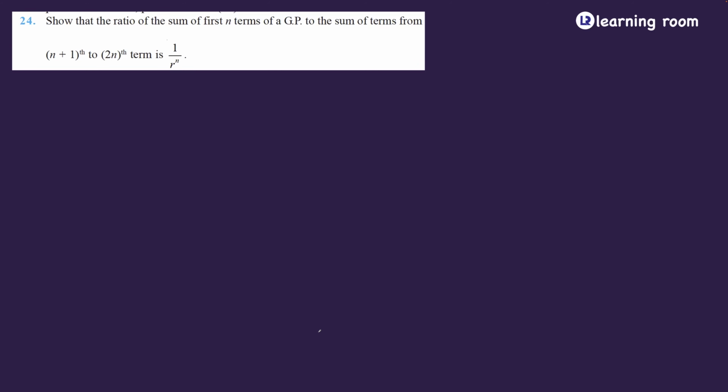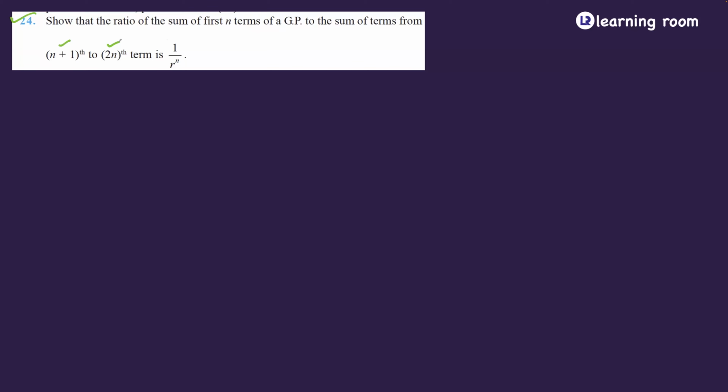Show that the ratio of the sum of first n terms of GP to the sum of n terms from n plus 1 through 2n term is 1 by r power n. So listen, 24th problem is show that the ratio of sum of the first n terms of GP to the sum of the terms from n plus 1 to 2nth term is 1 by r power n.